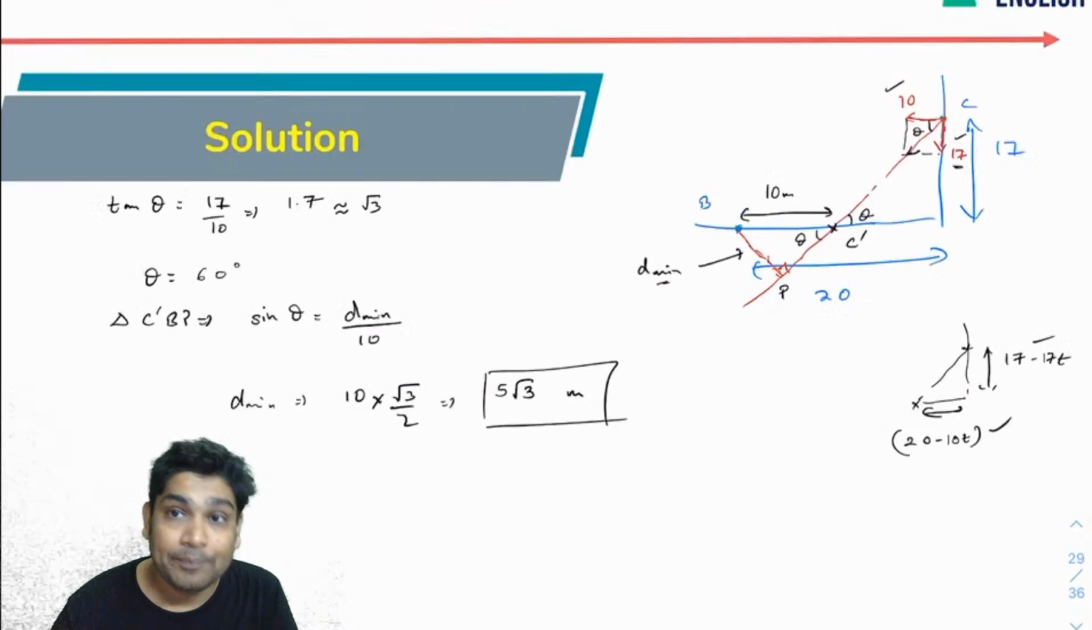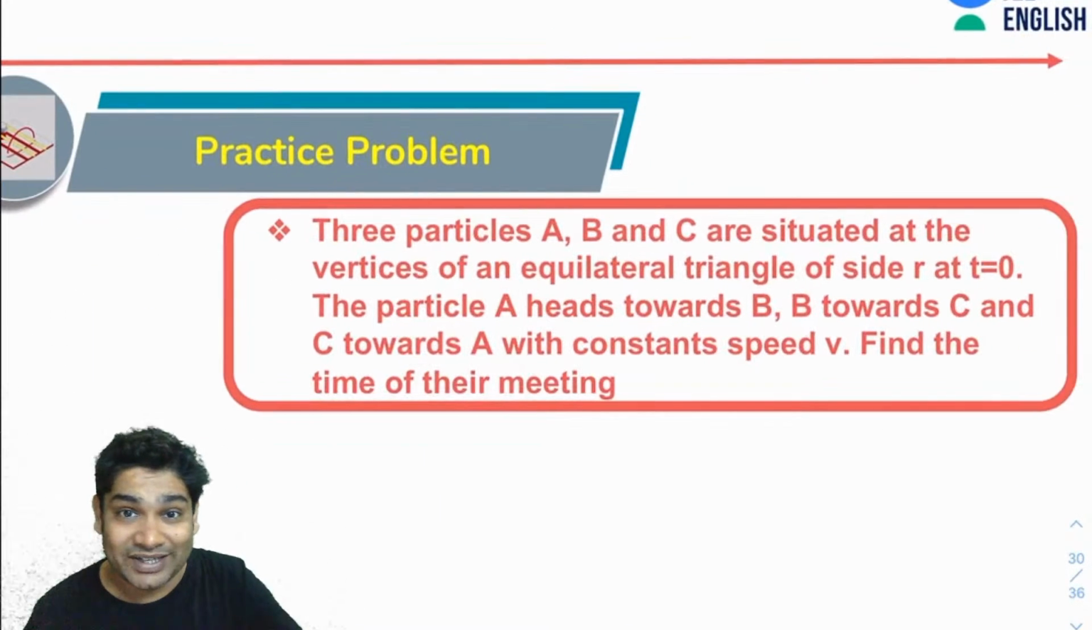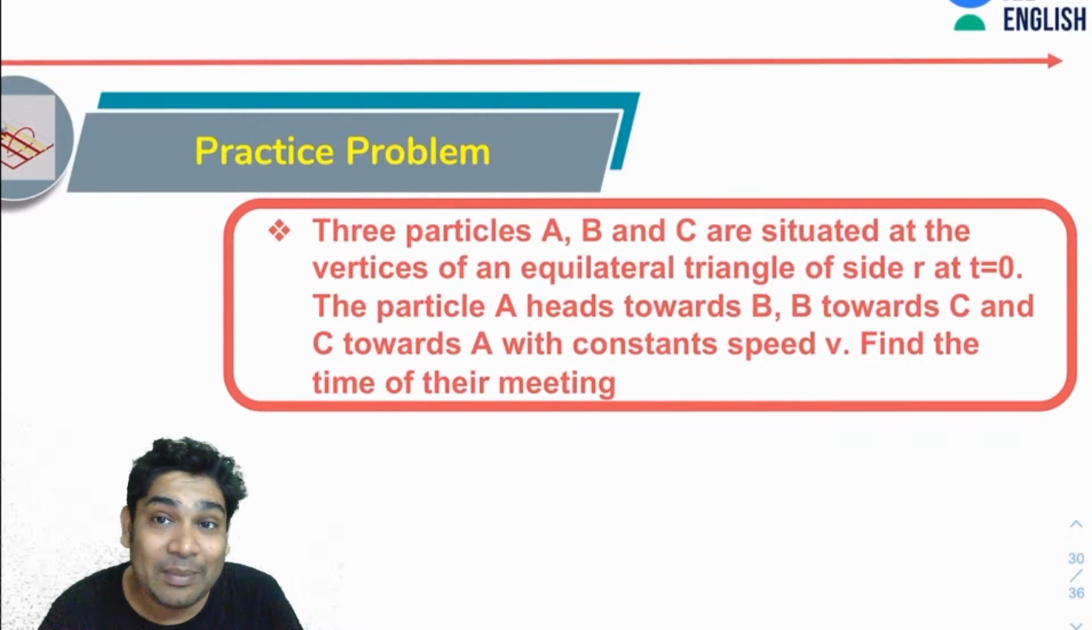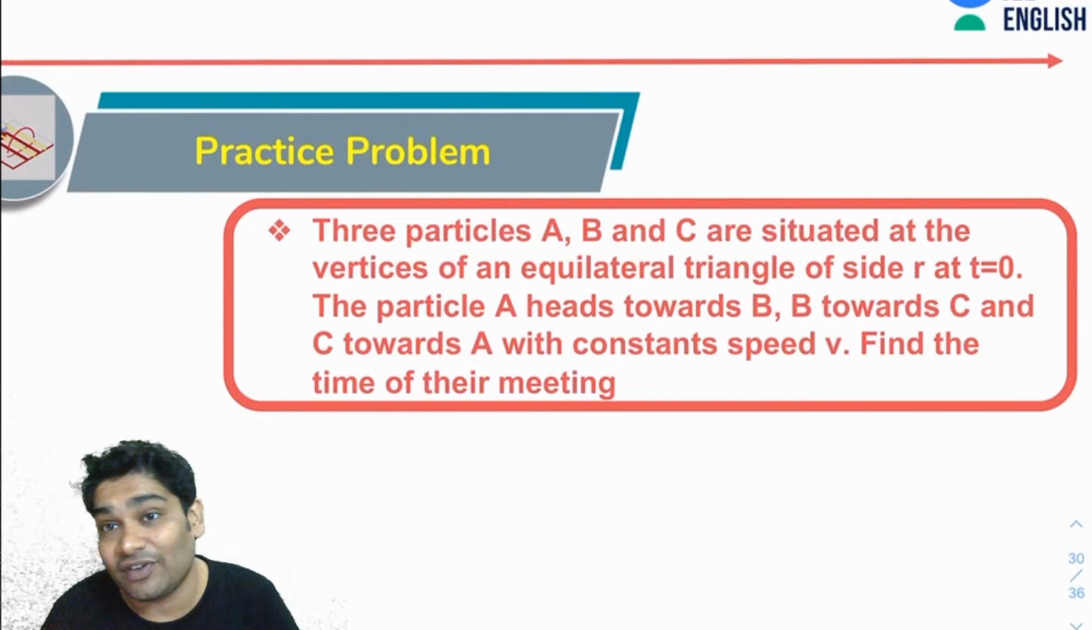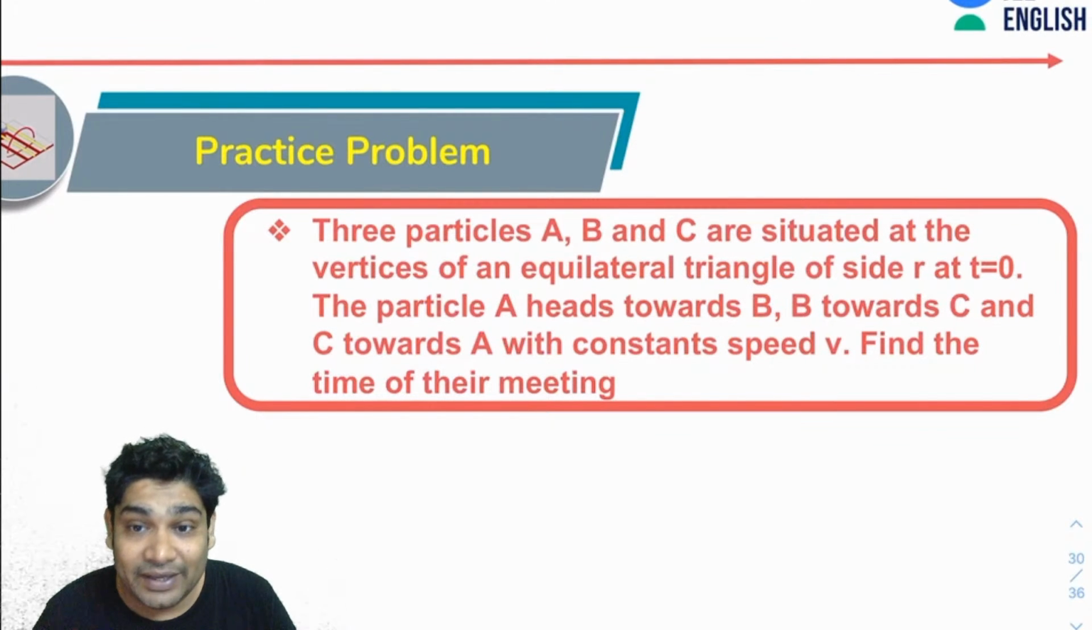Okay, so the last problem that I wanted to discuss about relative motion is this. So three particles A, B and C are situated on the vertices of an equilateral triangle of side R. At t equals 0, particle A starts heading towards B.